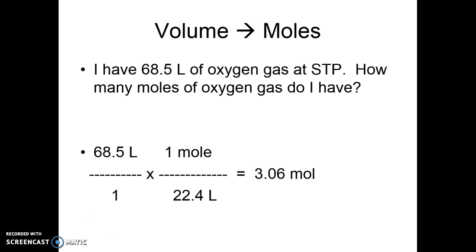As you can see from the setup here, you start with what you're given in the question, 68.5 liters over 1. You use the conversion factor of 22.4 liters per mole. But now we have the liters on the bottom so that the liters will cancel and we end up with units of moles. To 3 significant figures, the answer should be 3.06 moles.